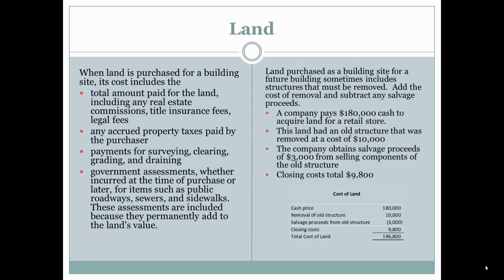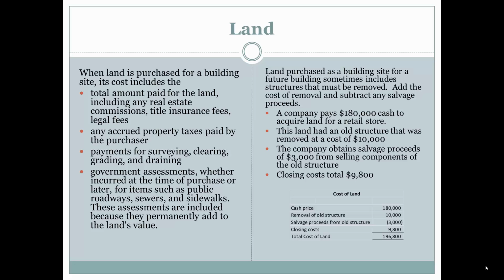Land. When land is purchased for a building site, its costs include the total amount paid for the land, including any real estate commission, title insurance fees, and legal fees. Additionally, there may be accrued property taxes which will have to be paid by the purchaser. There may be payments for surveying the land, clearing the land, grading, or draining the land.